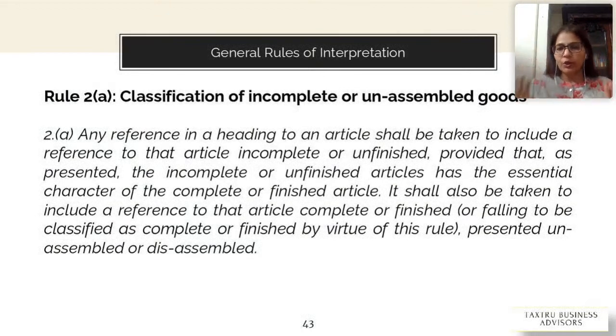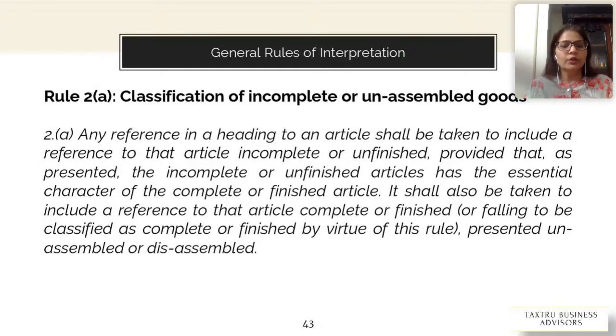Then comes rule 2. Suppose I'm not able to classify my product by virtue of rule 1, then I'll go to rule 2. So we have to go sequentially. I cannot directly jump to some other rule. First rule 1, then rule 2. Rule 2 has two parts. 2A deals with the classification of incomplete or unassembled goods.